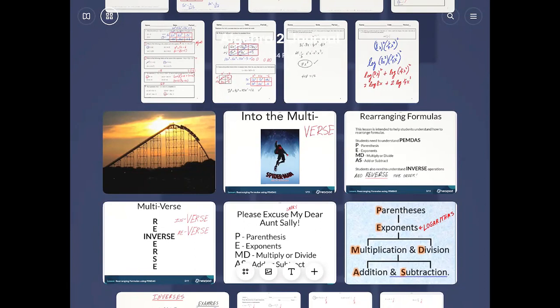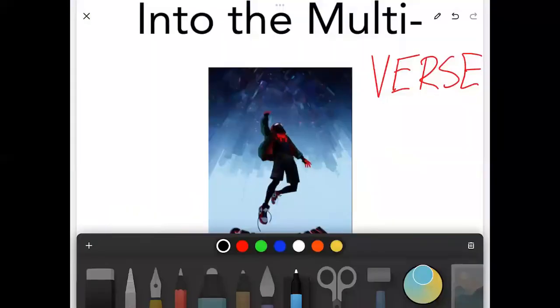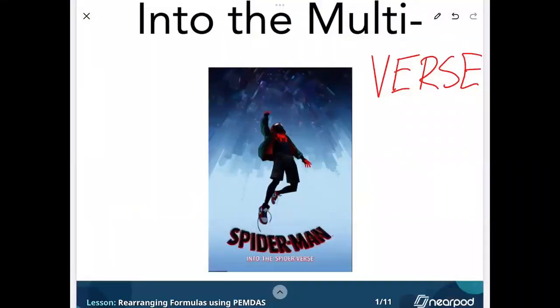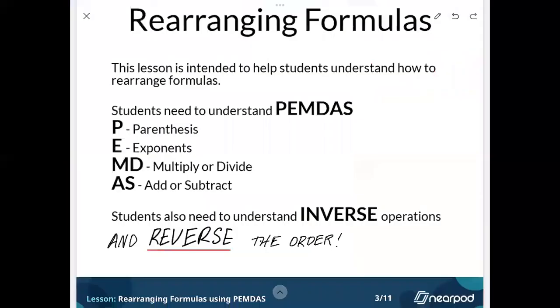So let me just jump into this because I want to do this as quickly as possible. All right, the title of the lesson is called Into the Multiverse. This is an homage to Spider-Man, the Spider-Verse. My son and I like that movie, so it's kind of a play on that. The reason I say multiverse will hopefully be obvious in a second.